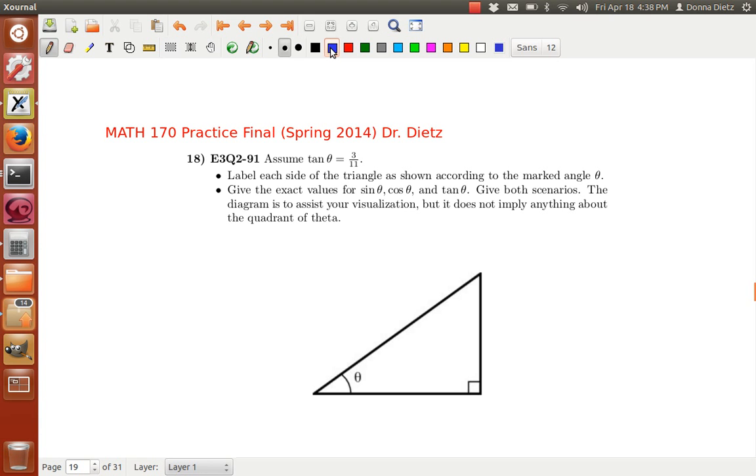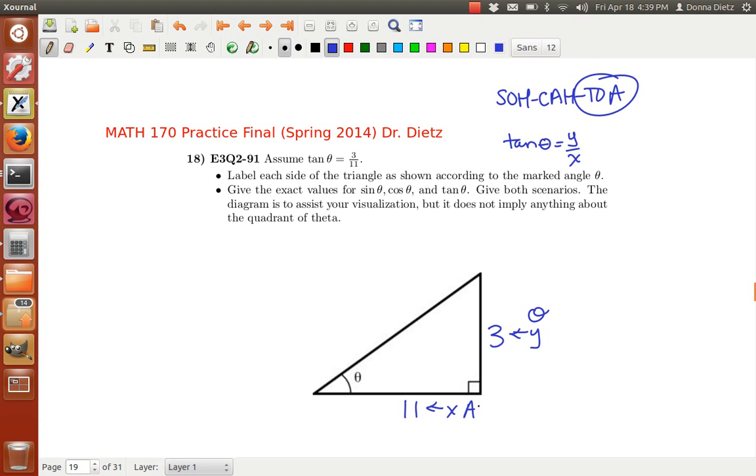So if tangent of theta is 3 over 11, then what I meant you to do with this triangle is to go ahead and make 3 over 11. So you should know, if you're doing SOHCAHTOA, this involves the TOA, or if you want to remember tangent of theta is y over x, then this is the y and this is the x. It's also the opposite over adjacent. So whichever form you're using, that's fine, and that's what you should get for the triangle.